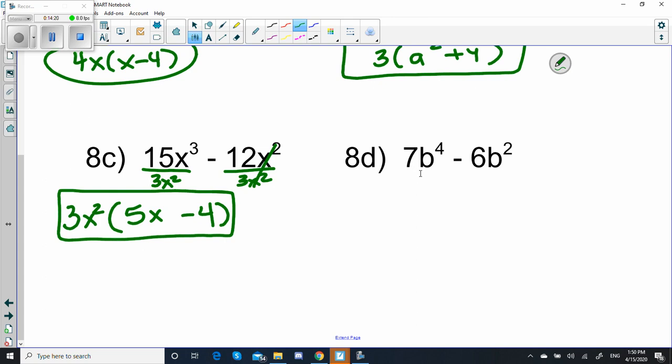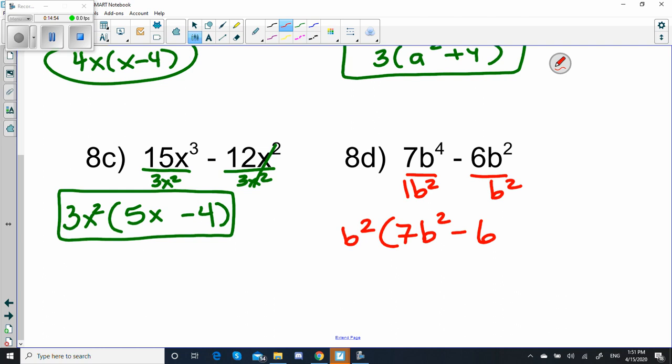On number 8, there is no number besides 1 that can be divided out of 7 and also negative 6, so there's no number that I can mess with. However, there are 4 b's here and there are 2 b's here, so that means I can divide out a b squared from both of them. So b squared is going to be in front of the parenthesis. So there's a 1 here. 7 divided by 1 is 7. And b to the fourth divided by b to the second, I subtract exponents, that's b to the second.